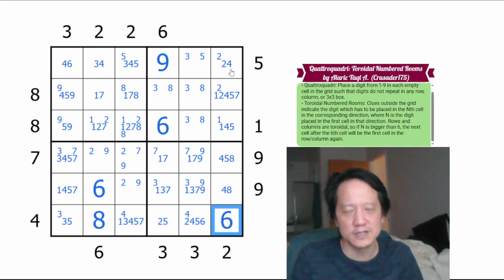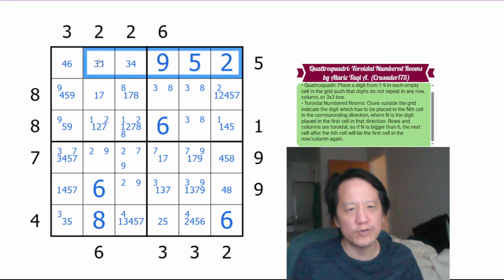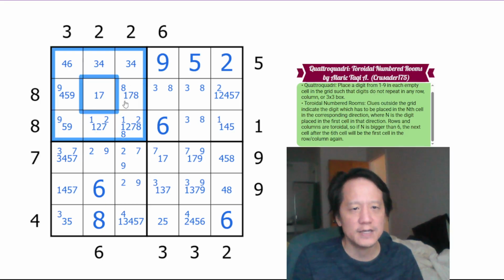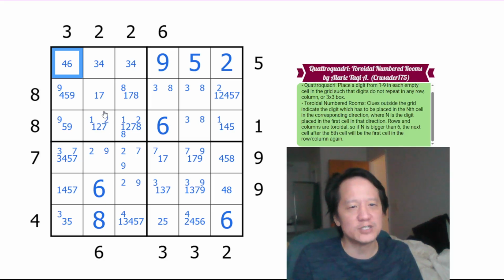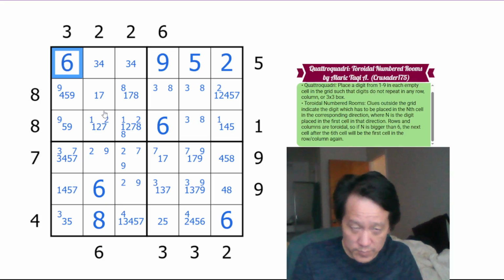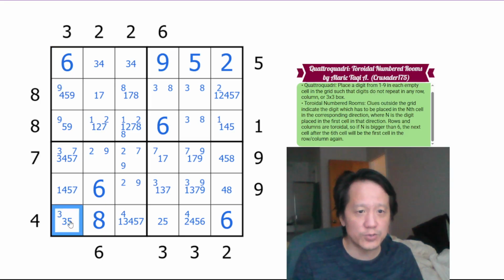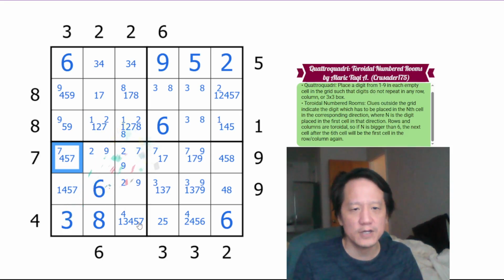Therefore this is 6, which means 2 has to be here. So that makes 5 here. So this can't be 5. Therefore we have a 3, 4, 3, 4 pair in this box 1, I guess. That eliminates 3 and 4 in the rest of the box. This can't be 4. This must be a 6. That means that 3 has to be in the 6th position. So this is 3. This can no longer be 3. This can no longer be 3. You can't have a 6 here. You can't have a 2 here.